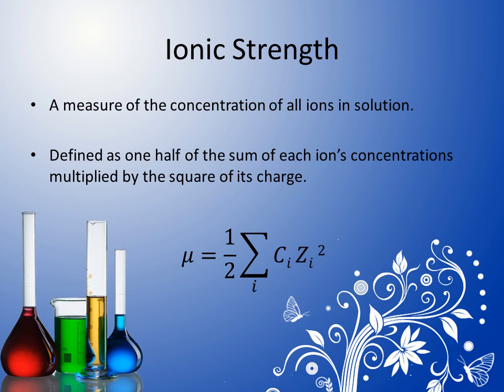So, now, I'll give an example. Suppose we have a 0.01 molar solution of NaCl. The ionic strength would be the concentration of Na+, 0.01, times positive 1 squared, plus the concentration of Cl-, also 0.01, times negative 1 squared. We add them up, divide by 2, and we get an ionic strength of 0.01. By the way, ionic strength is symbolized by the Greek letter mu.